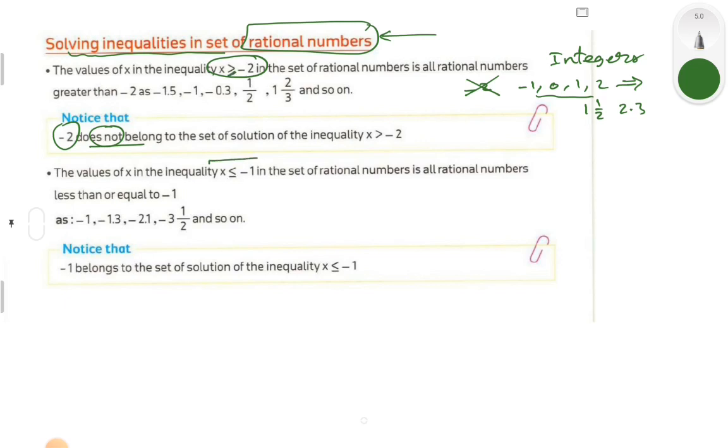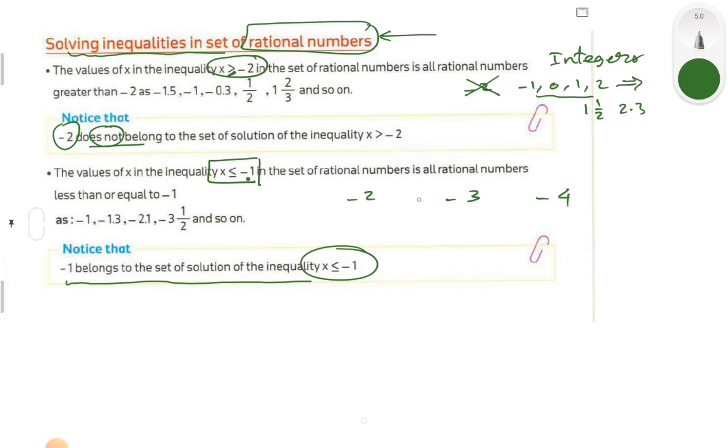But look at this inequality. We have x less than or equal to -1. So is -1 with us or not? With us. So -1 belongs to the solution of the inequality x less than or equal to -1. But after -1, it's less than -1, maybe -2, maybe -3, -4, or whatever.